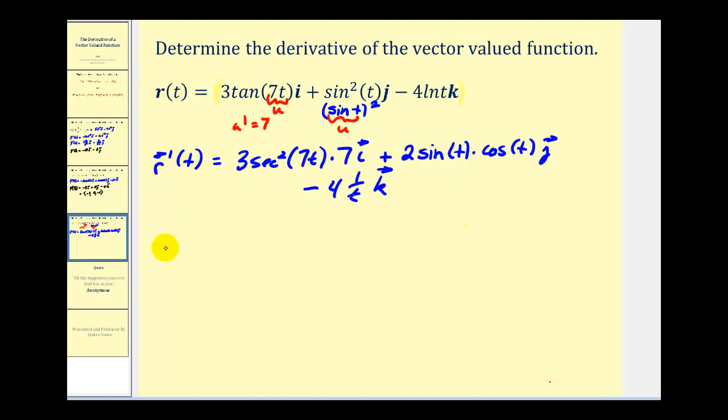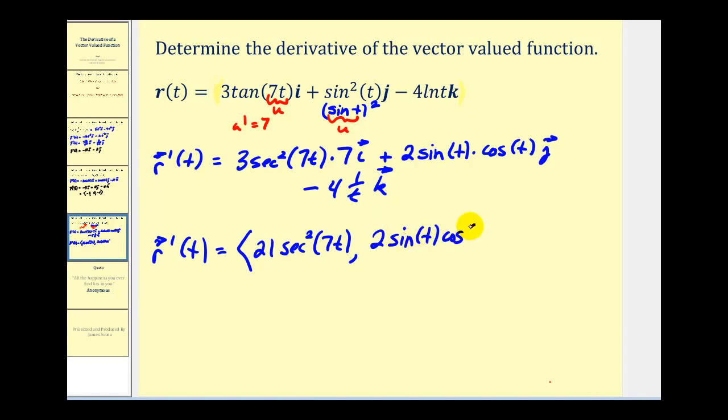Let's go ahead and clean this up. I'm going to go ahead and write this in component form to save some space. So we're going to have 3 times 7, that's 21 secant squared 7t for the x component. The y component is going to be 2 sine t cosine t. And the z component is going to be negative 4 over t.